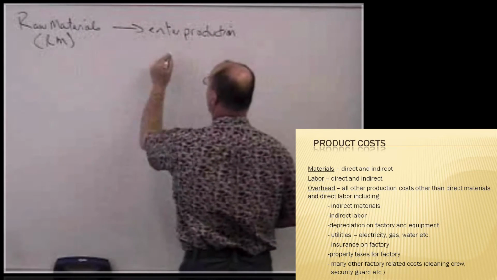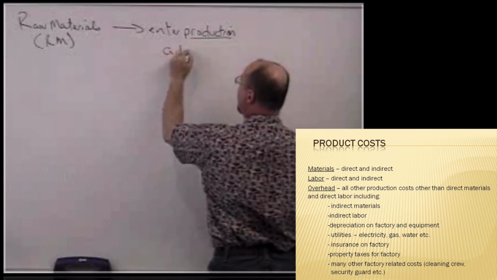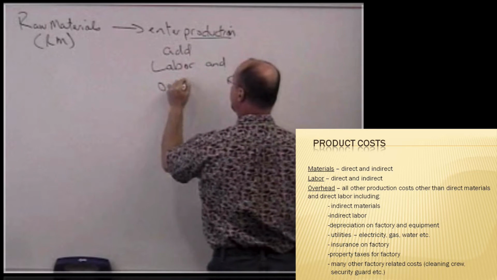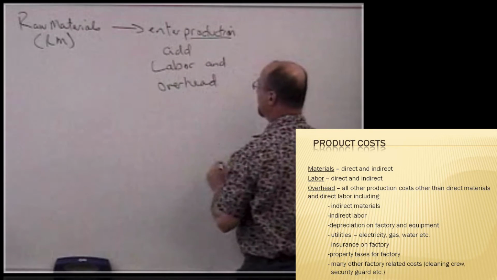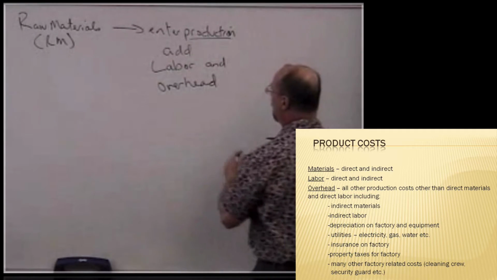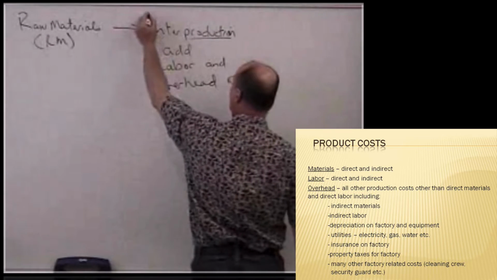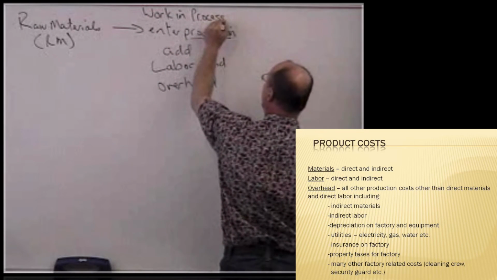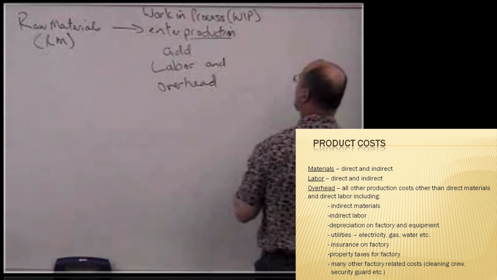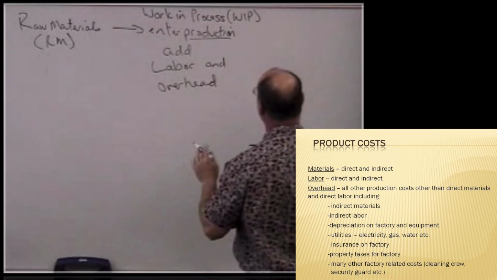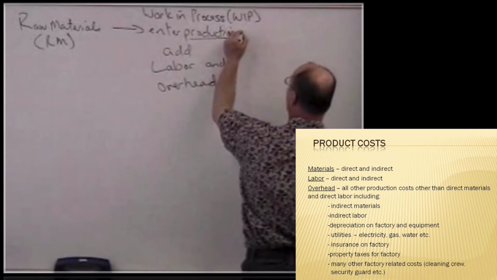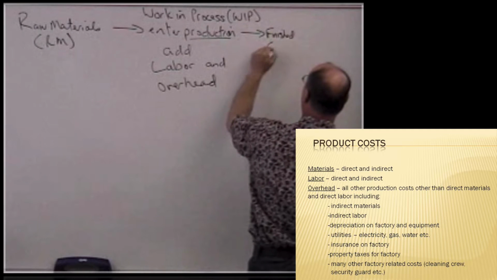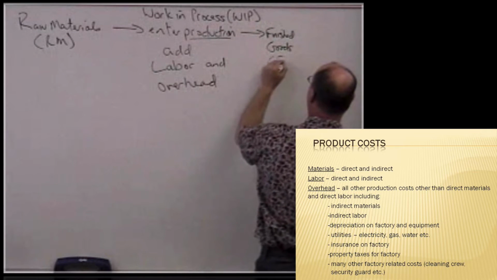In the production process, we add labor and manufacturing overhead. So we add labor and overhead. And while we are manufacturing or producing our product, we call this work in process, which I abbreviate WIP. I didn't leave myself quite enough room, so I'm going to have to shorten my arrows. When we are finished producing, we have something called finished goods, or FG.